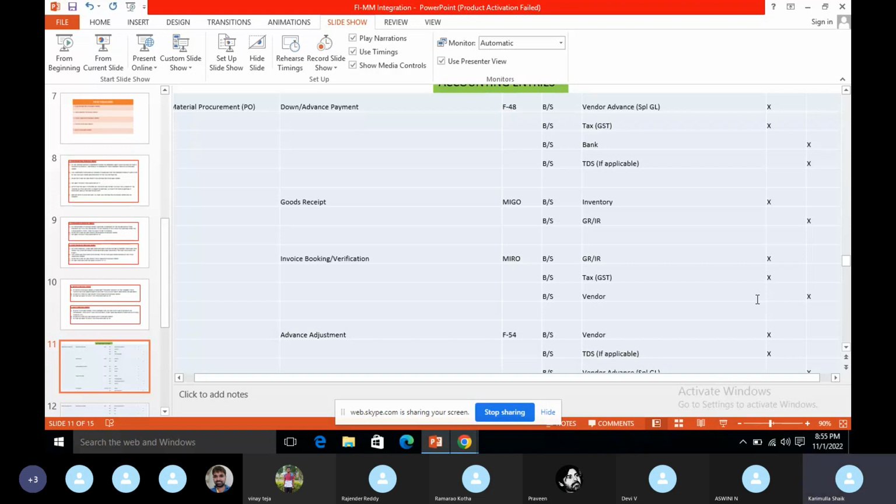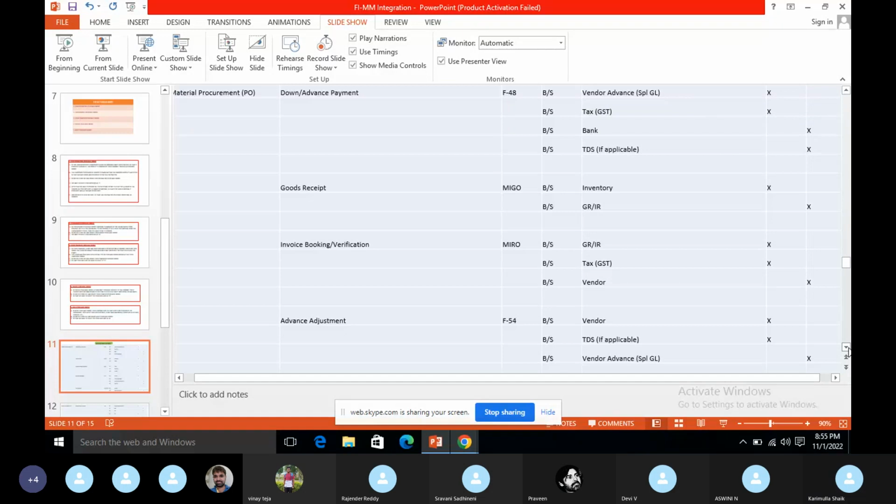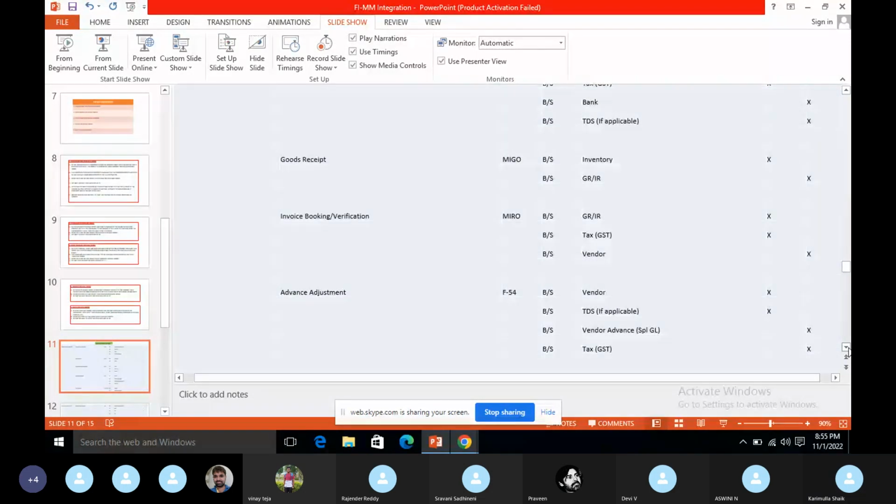Now, the first entry, what I have mentioned is advance payment, F-48, that gets adjusted. This entry is actually the advance adjustment entry, F-54. This is nothing but the reversal of the F-48 entry. Vendor account will be debited. If you have any TDS which is applicable, that will be debited, and vendor advance special GL account will be credited. GST account will be credited if you have anything.